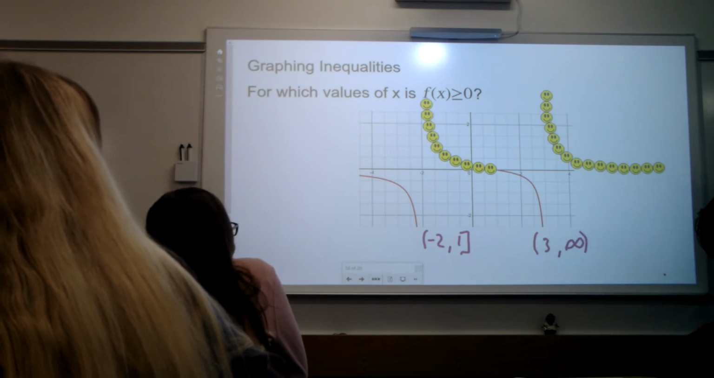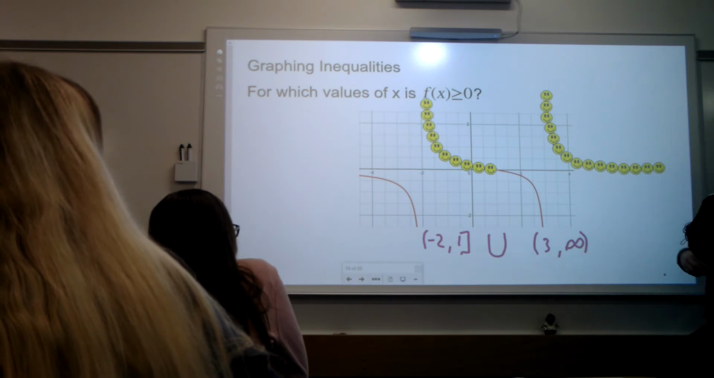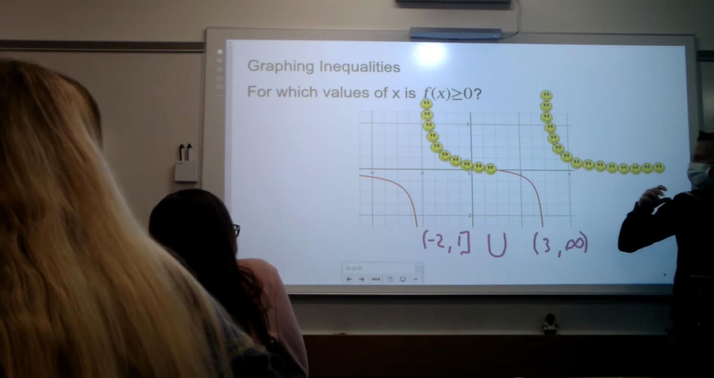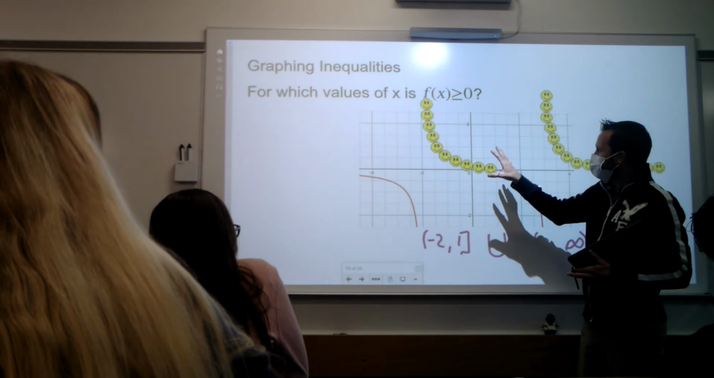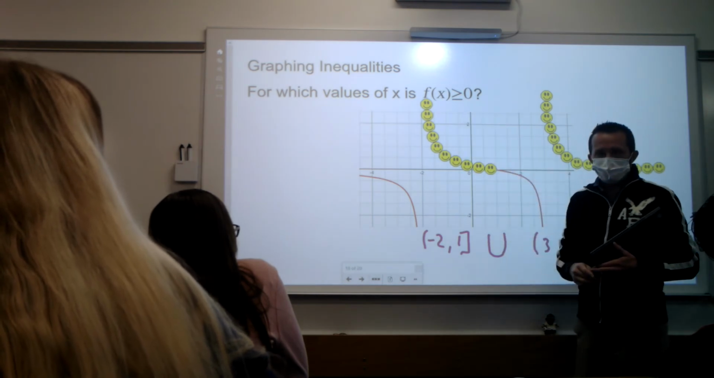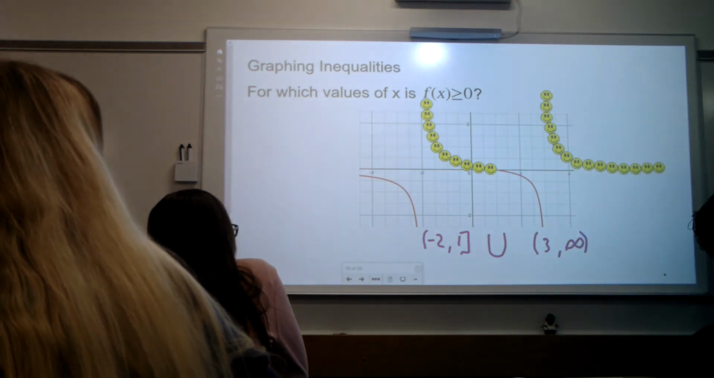We talked about this before. If you put a U, the U stands for union. It's how you join two intervals together. Okay. This would be how you would answer this question. Basically, I would give you the equation, you would graph it, and then when you're done, you'd say, when is that greater than or equal to 0? Okay? So that's an example.